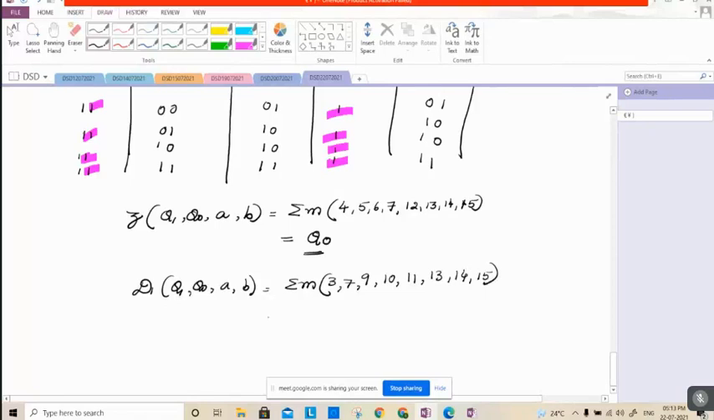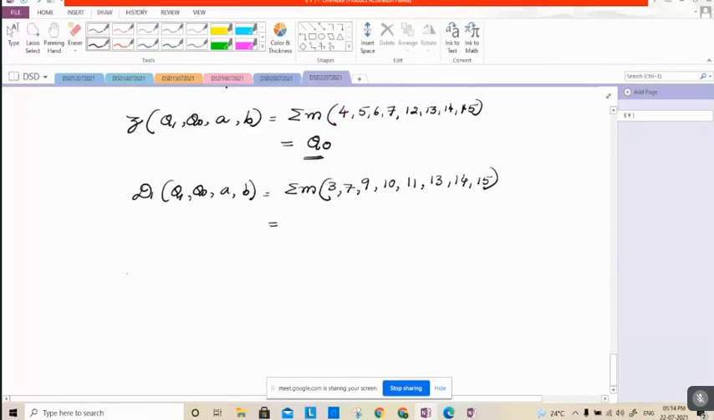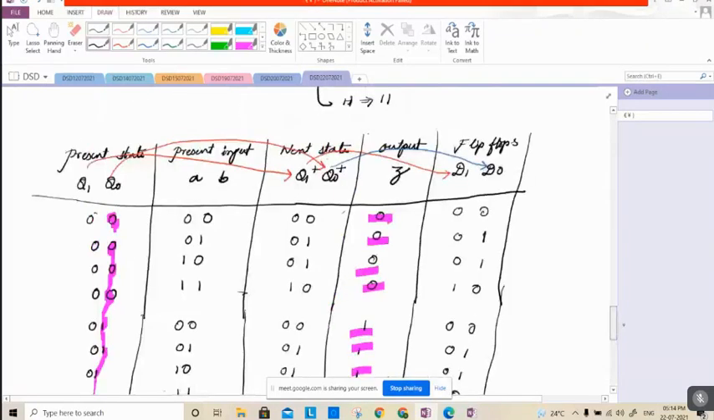Now what is the expression for this, using K-maps? D0 of Q1, Q0, A comma B. Now what are the minterms in this? What are the minterms in D0?